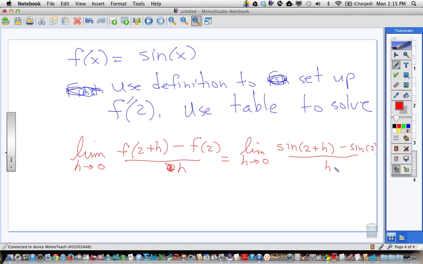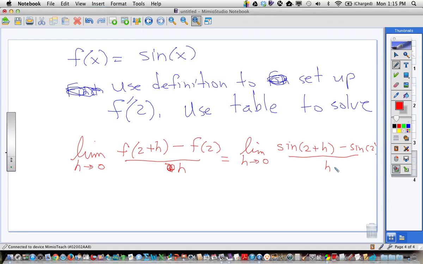Any algebra you can do on this one? You cannot distribute a sine, by the way. That's times, and sine is not times. So we could not distribute a sine here. There's no algebra we can do to this, so there's no way we could get the h's to cancel. So that's why I said just go ahead and use your definition to set it up.